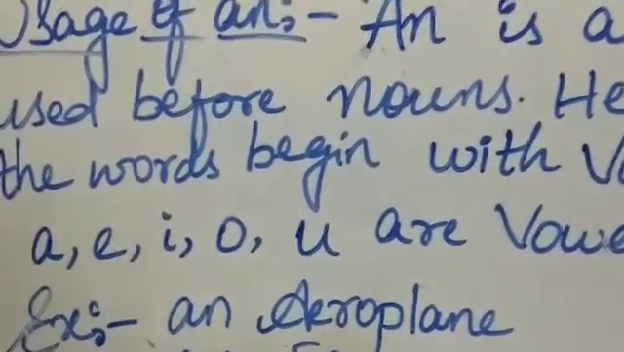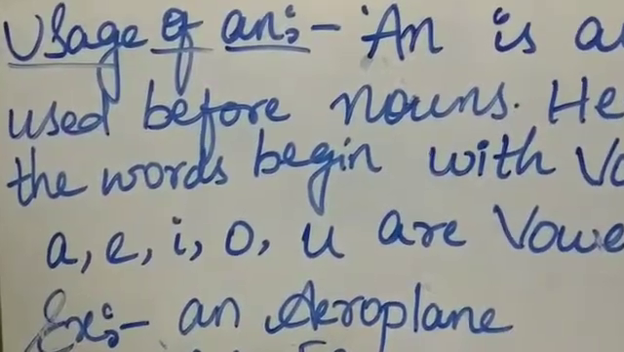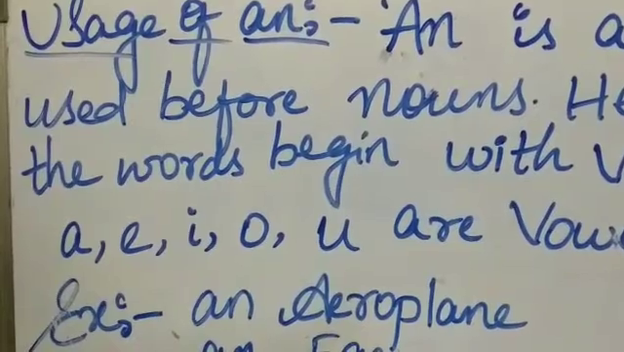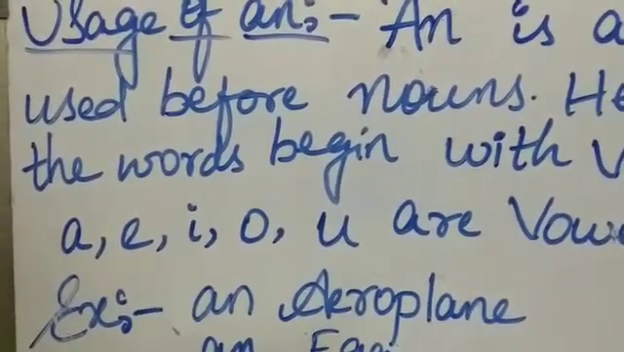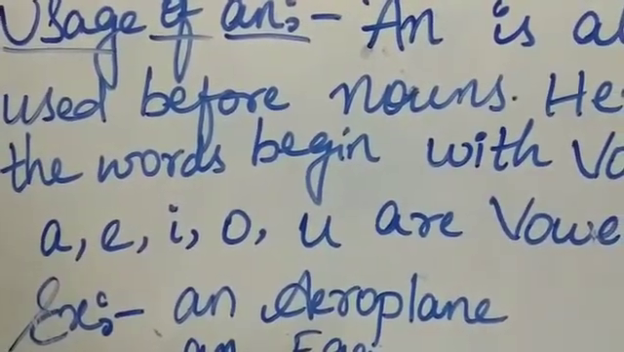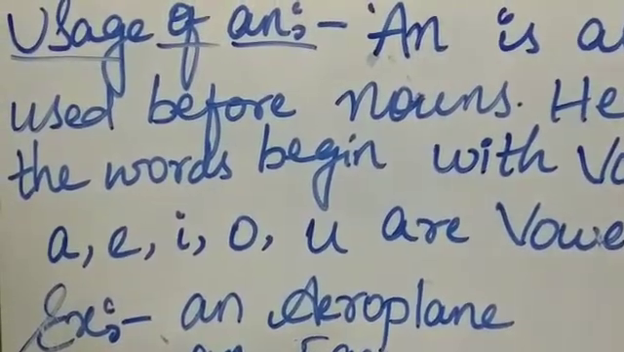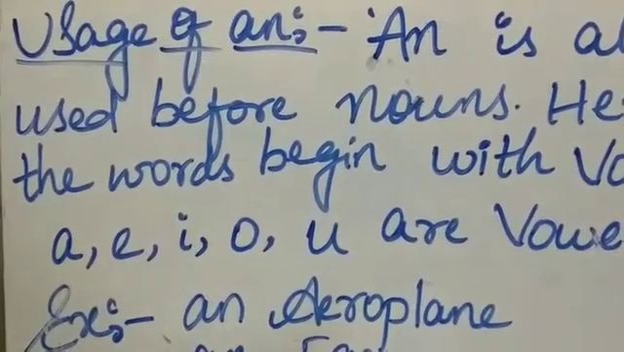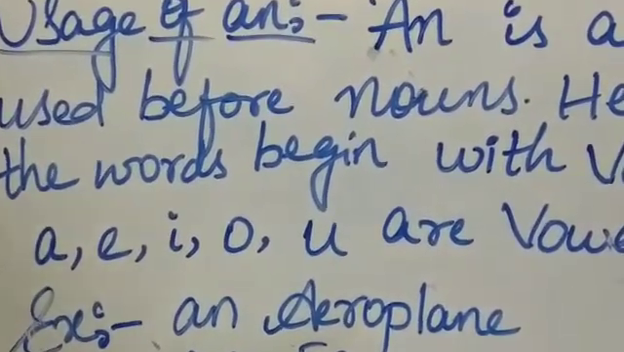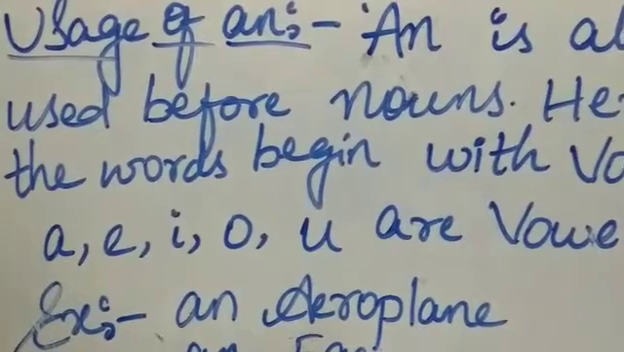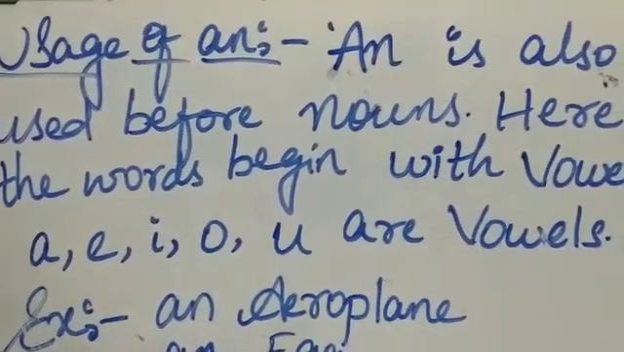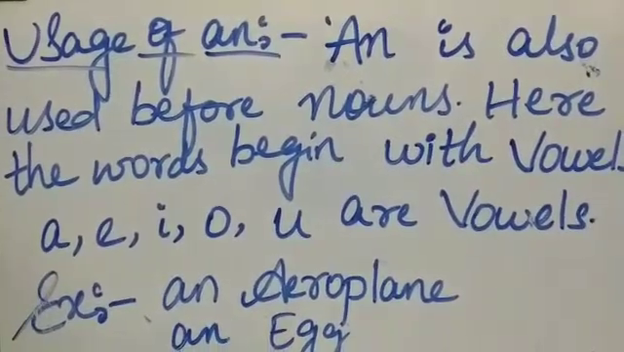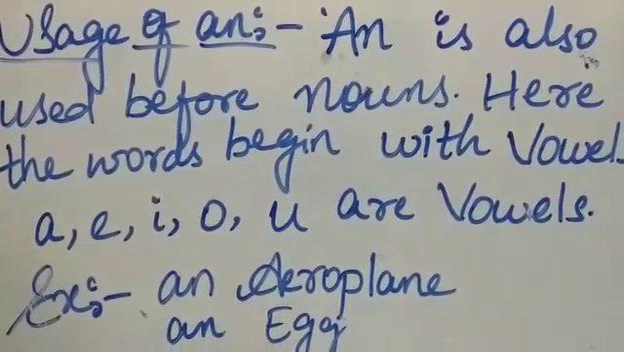Now we'll learn the use of an. Where do we use the word an? We have seen that we use a before nouns which begin with consonants. So here there is a slight change. The word an we use same as before nouns, but here we use it with words which begin with vowels. We use it before vowels.